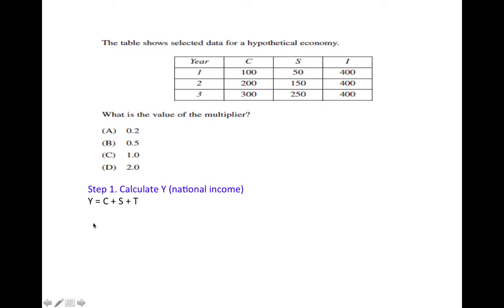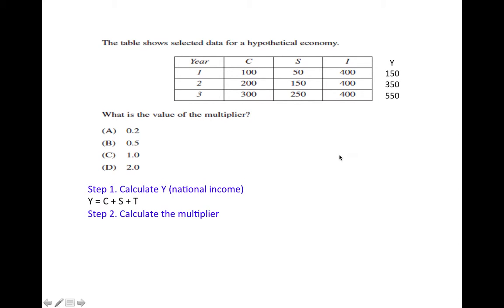Okay, so remember, Y equals C plus S, and thankfully we've got our information to solve for that. All right, so I would just add on a little extra column and add it up. So 100 plus 50 is 150. So we're just ignoring I at the moment. We don't need it. Okay. Year 2, 200 plus 150 is 350. And in year 3, 300 plus 250 is 550. Okay. So we've got our national income data now, national income column.